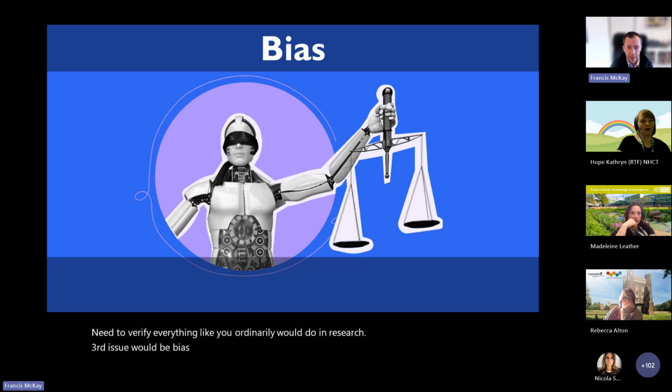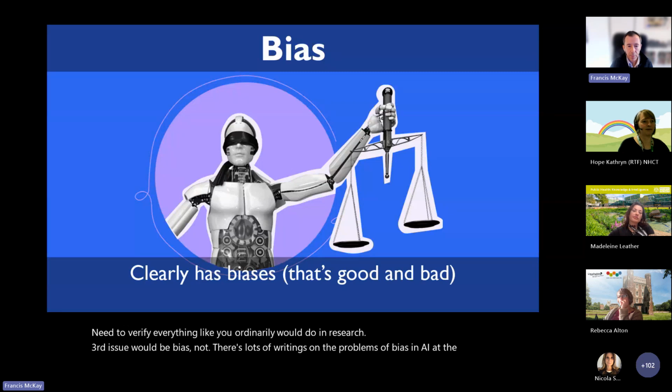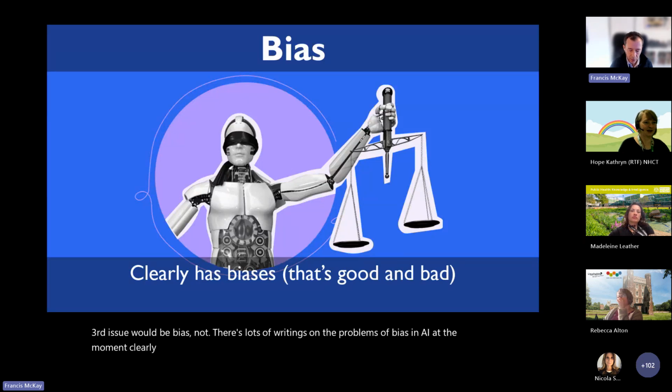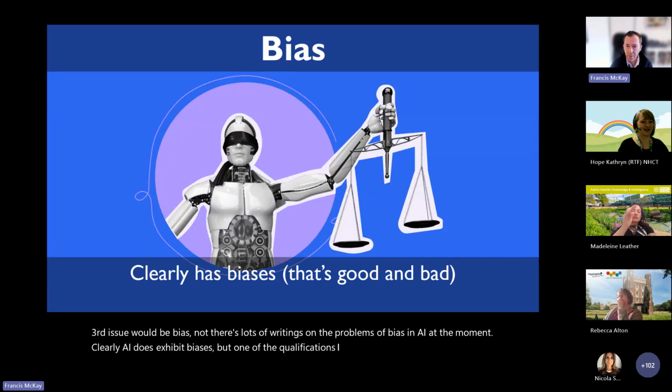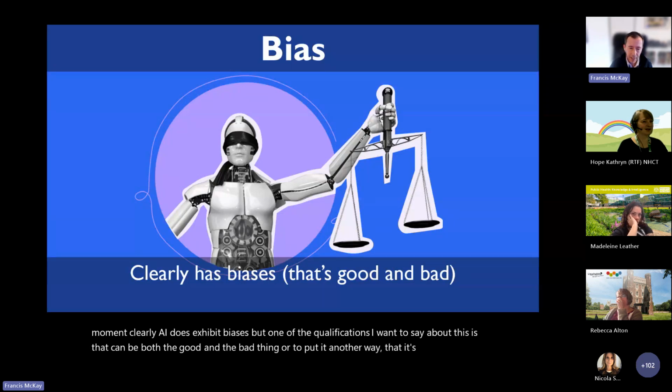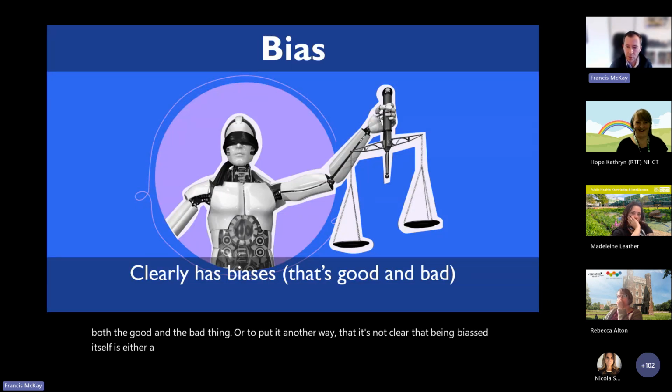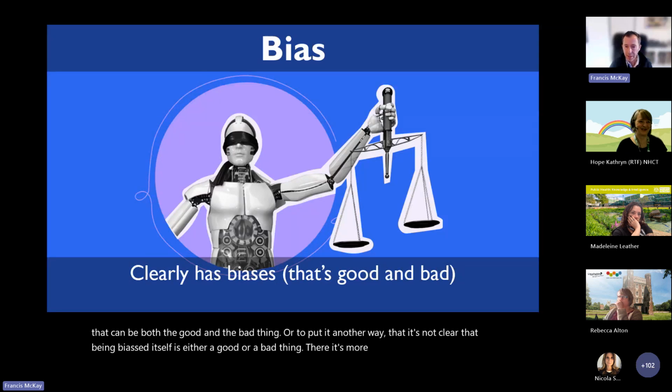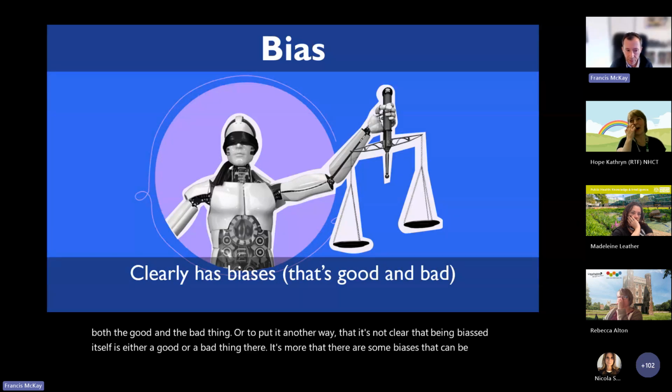There's lots of writings on the problems of bias in AI at the moment. Clearly, AI does exhibit biases, but one of the qualifications I want to say about this is that it can be both a good and a bad thing, or to put it another way, that it's not clear that being biased itself is either a good or a bad thing. It's more that there are some biases that can be problematic and some that can be helpful.